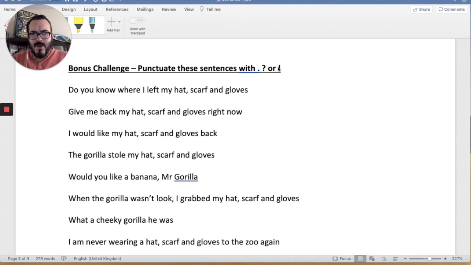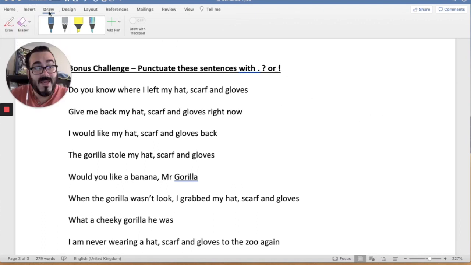Do you know where I left my hat, scarf, and gloves? Well, it's not giving us information, is it? It's not saying I left my hat, scarf, and gloves somewhere. It's not an exclamation, and it's not a command. So I think it's a question, and a question uses a question mark. Let's move my head for a minute. Okay, I'm going to draw a question mark. It's good to practice drawing them.